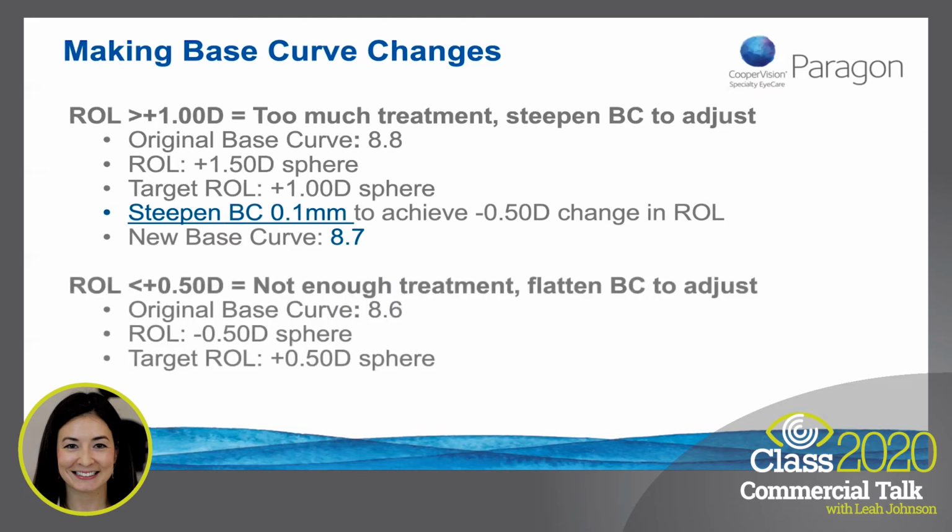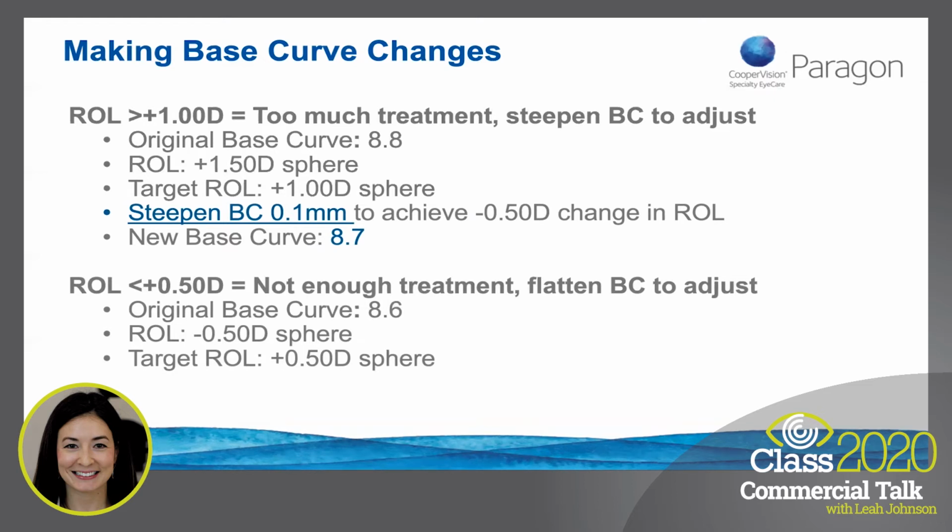Now, what happens when the ROL is less than plus 0.50? This is actually quite more frequent than an ROL having too much plus. When the ROL is less than plus 0.50, that means there's not enough treatment and we need to flatten the base curve to adjust. So let's take, for example, a patient has an 8.6 base curve.